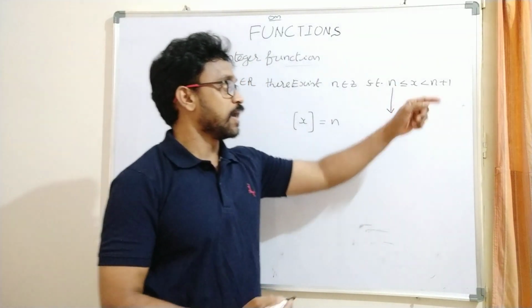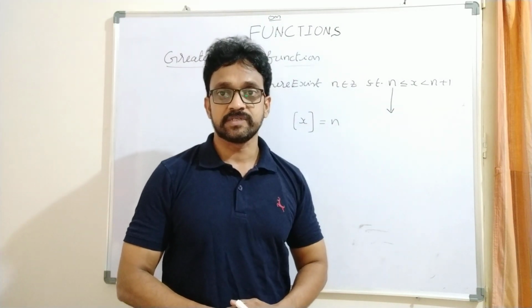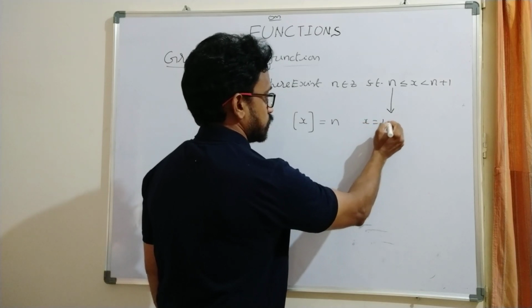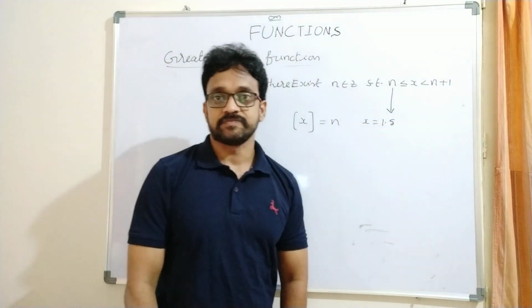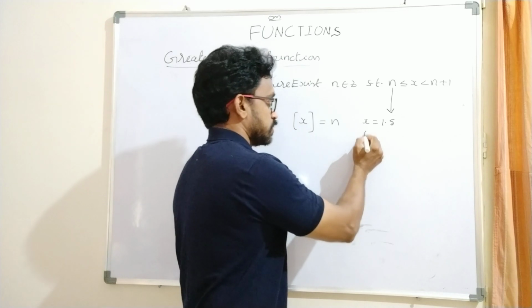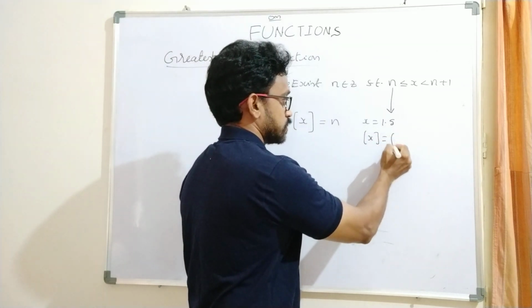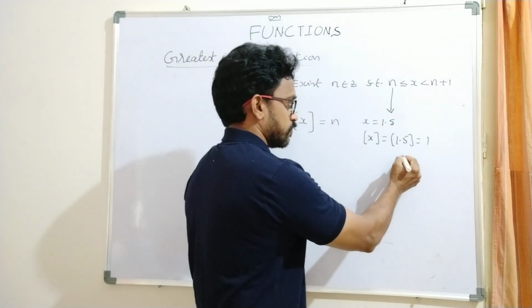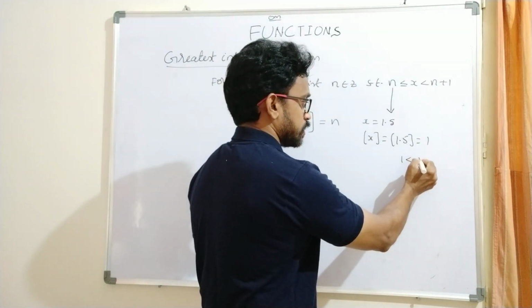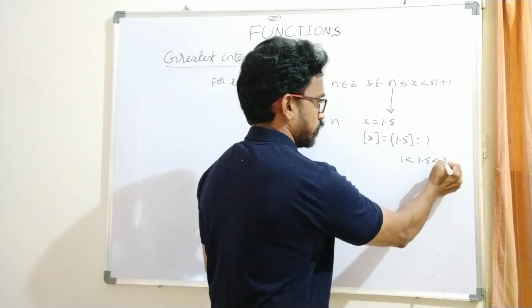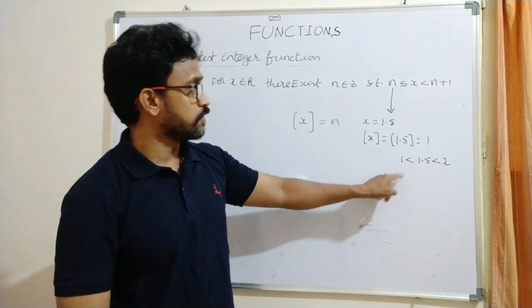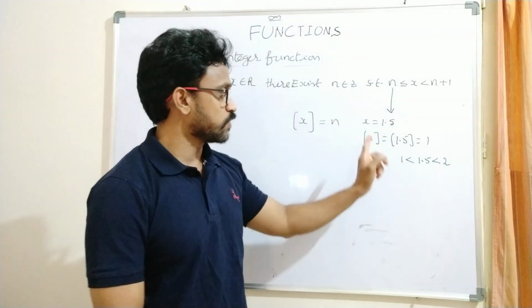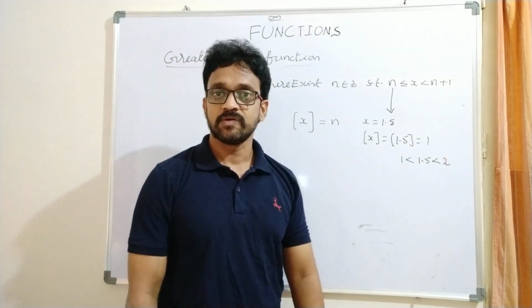X lies between two consecutive integers. For example, I take x is equal to 1.5. Then what is step x? Step 1.5 is equal to 1. Why? Because it is very clear 1.5 lies between 1 and 2, 1 less than 1.5 less than 2. Now comparing with the definition, what is n here? 1. That's why step 1.5 is 1.